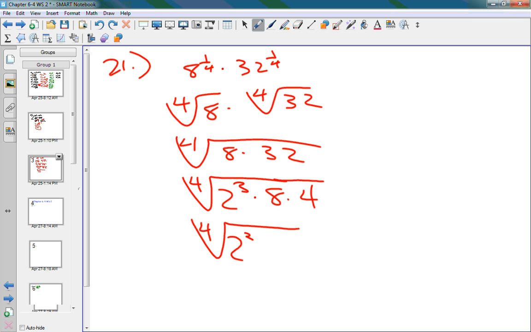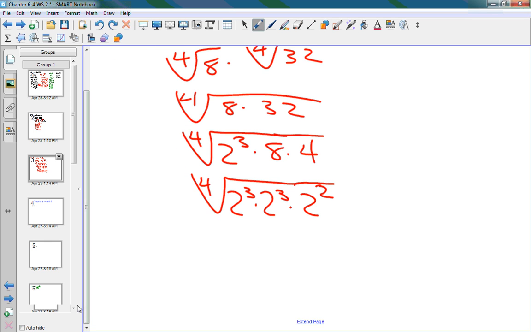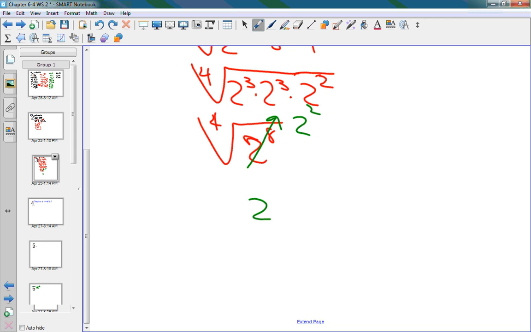Which gives me 2 cubed times 2 cubed times 2 squared. So how many 2's do I have in there? I have a total of 8 2's, right? Can I write that as power over root? Or 8 divided by 4 gives me 2 squared. And how much is left? What is 2 squared? 4.